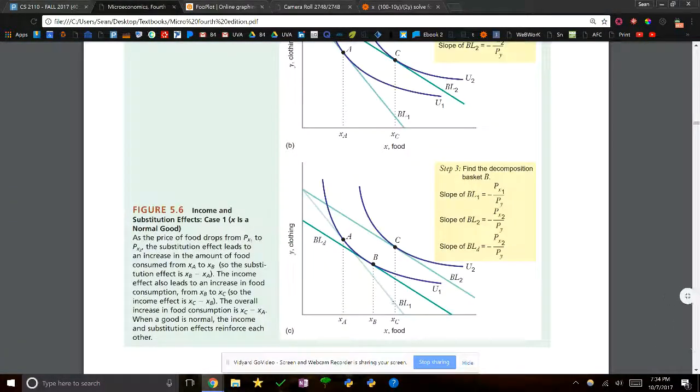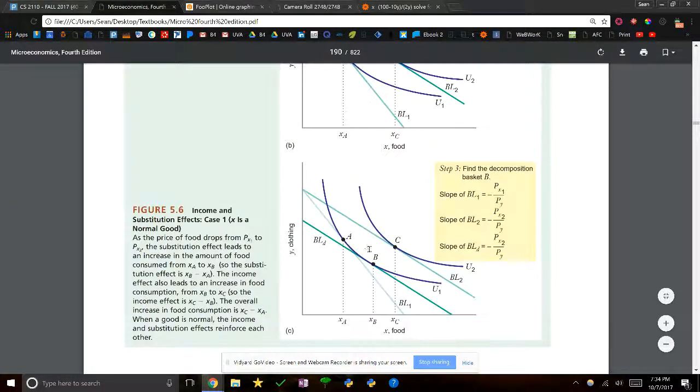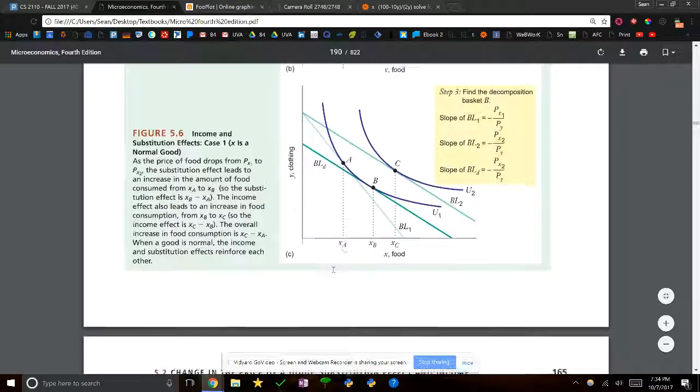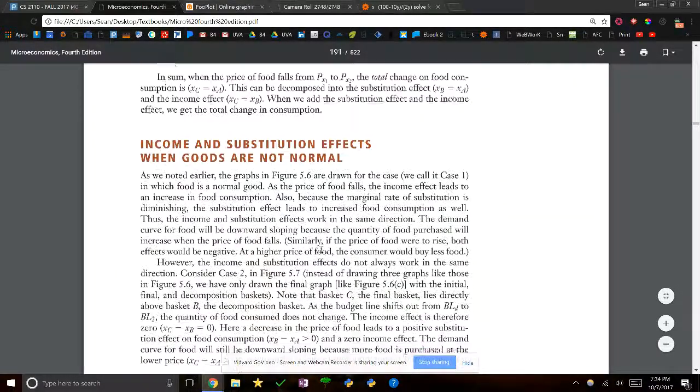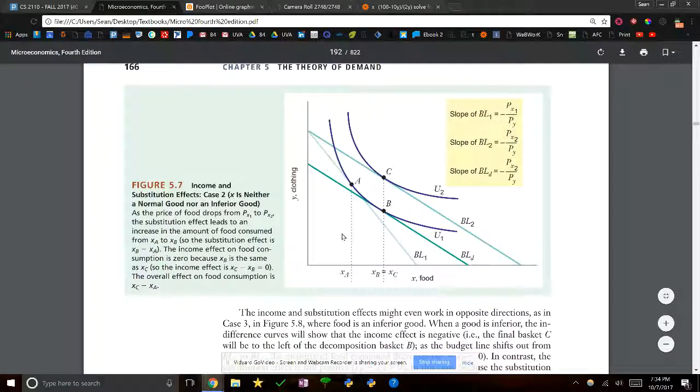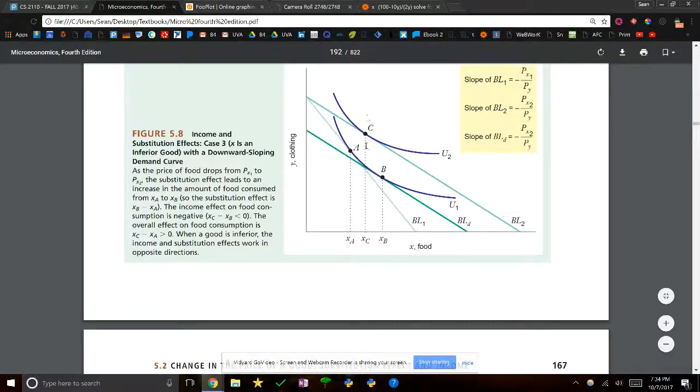All right, so this first case we looked at is what happens when the good is a normal good, where the substitution effect is here, and then this can have an extra income effect here. But if it is an inferior good, they're going to work in opposite directions, where the income effect is going to decrease it. So we still have a positive substitution effect from XA all the way to XB, but then it's going to go back down to C.